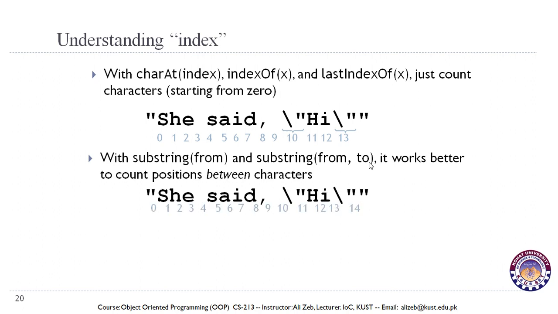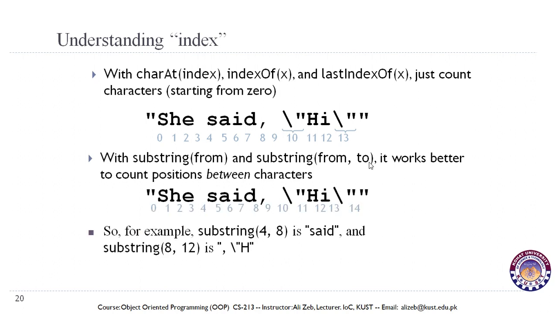She said hi. So for example, substring 4 to 8 is, if we start counting the characters, 0, 1, 2, 3, it should end over here, and then we have "said" will be returned from position 4 to 8.